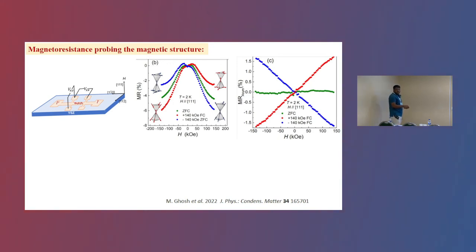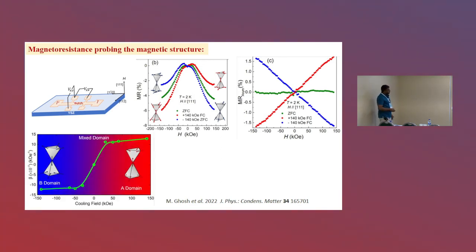Here we plotted the asymmetric component, red versus green, and this green curve shows that the asymmetry is zero, but the red and blue curves show the asymmetry reversing sign when you change the field direction. That means we are able to stabilize one kind of domain in the material by field cooling. Instead of zero field cooling, if we cool down in some positive field, it will stabilize one domain, and if we cool down in negative field, it will stabilize the other domain.